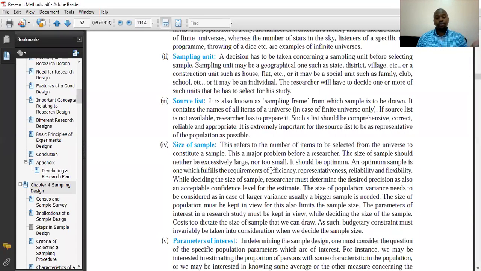Let's talk about a finite universe, like in a school, people that you can count. A number and the general population of the sampling unit will determine the sample size. The larger the sampling unit, the larger the sample. So you cannot have 2,000 members in a particular sampling unit like in ZTech University and then pick just 2 people. 2 is not enough.